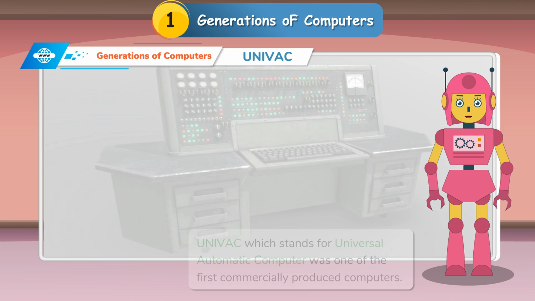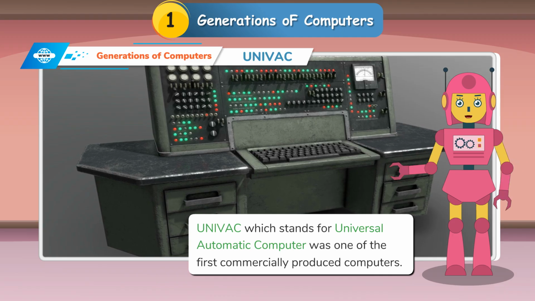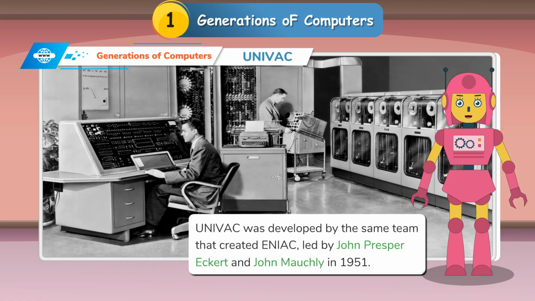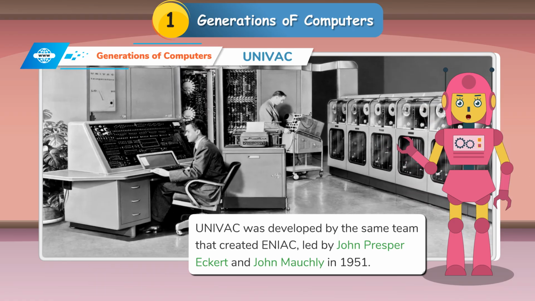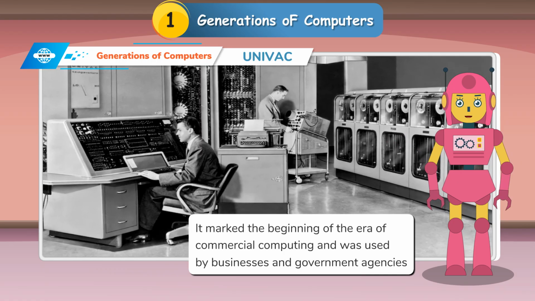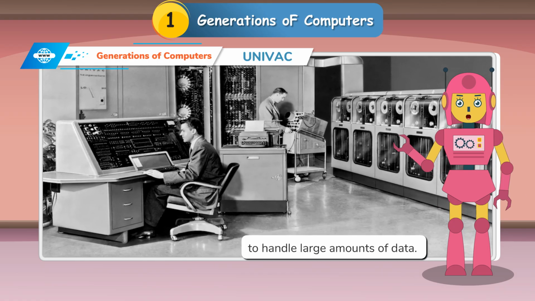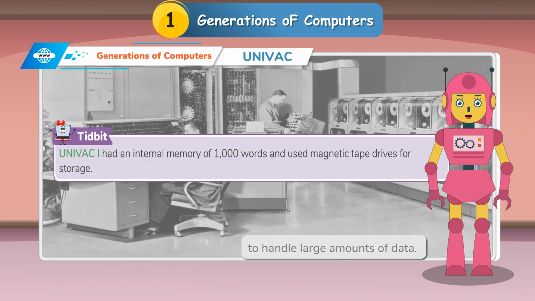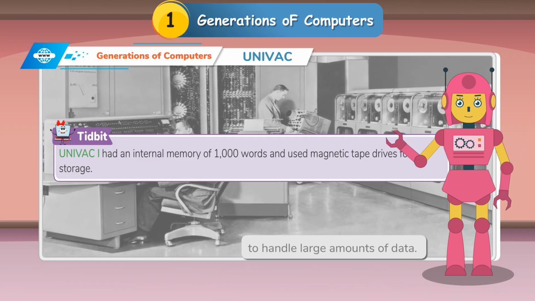UNIVAC. UNIVAC, which stands for Universal Automatic Computer, was one of the first commercially produced computers. UNIVAC was developed by the same team that created ENIAC, led by John Presper Eckert and John Mauchly in 1951. It marked the beginning of the era of commercial computing and was used by businesses and government agencies to handle large amounts of data. Tidbit: UNIVAC I had an internal memory of 1000 words and used magnetic tape drives for storage.